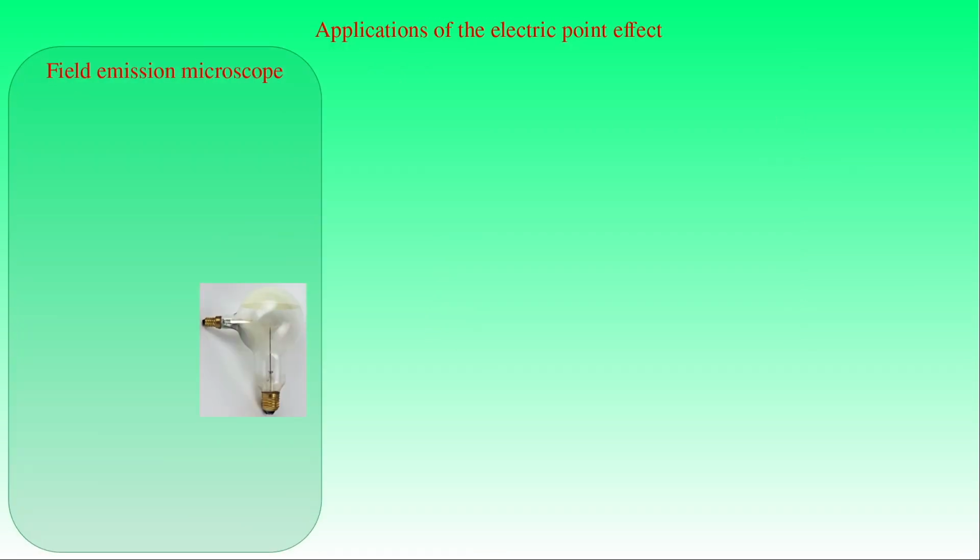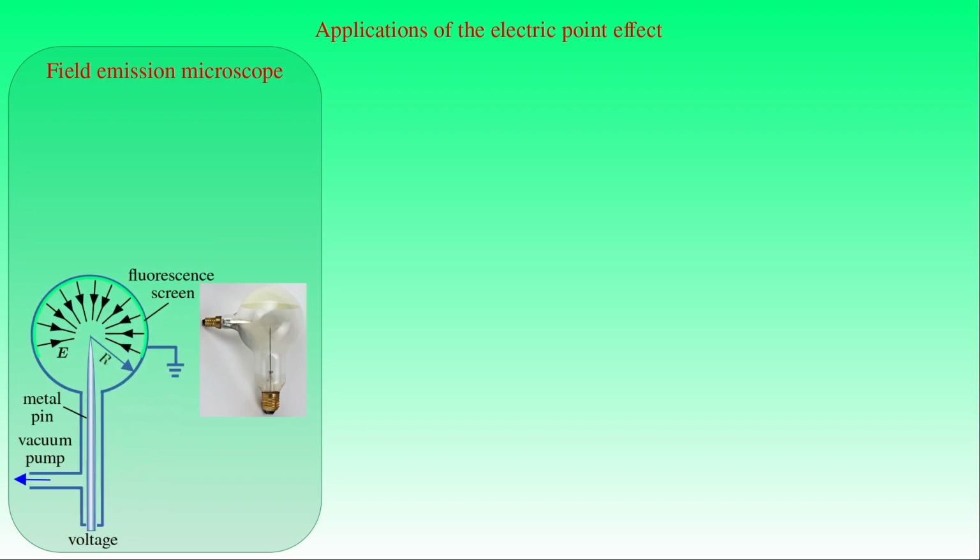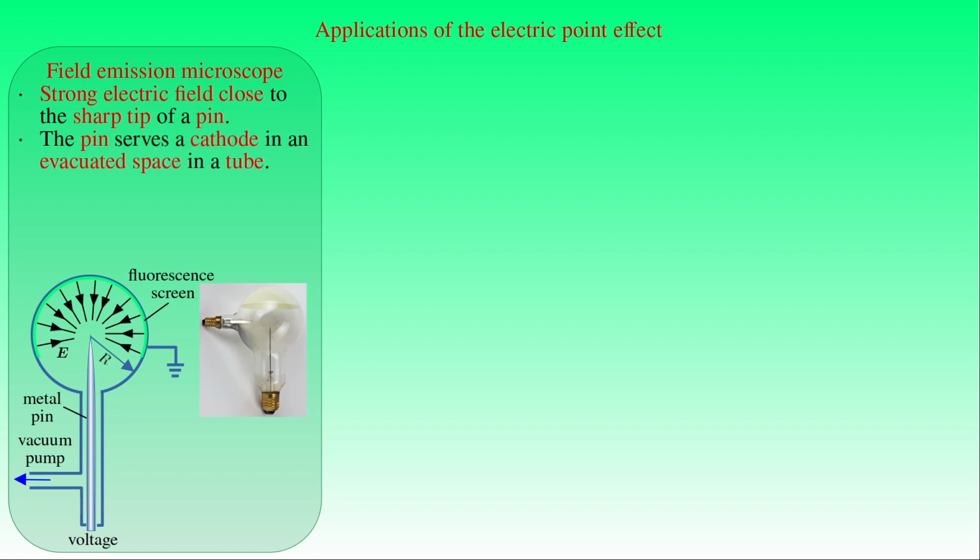The photo shows the tube of a field emission microscope, and a schematic diagram of the device can be seen in the left-hand side. Its operation is based on the effect of the very strong electric field produced close to the extremely sharp tip of a metal pin. The pin is placed in an evacuated space enclosed by the tube, and its very fine tip with a curvature radius of about 10^-7 meter is used as a cathode.